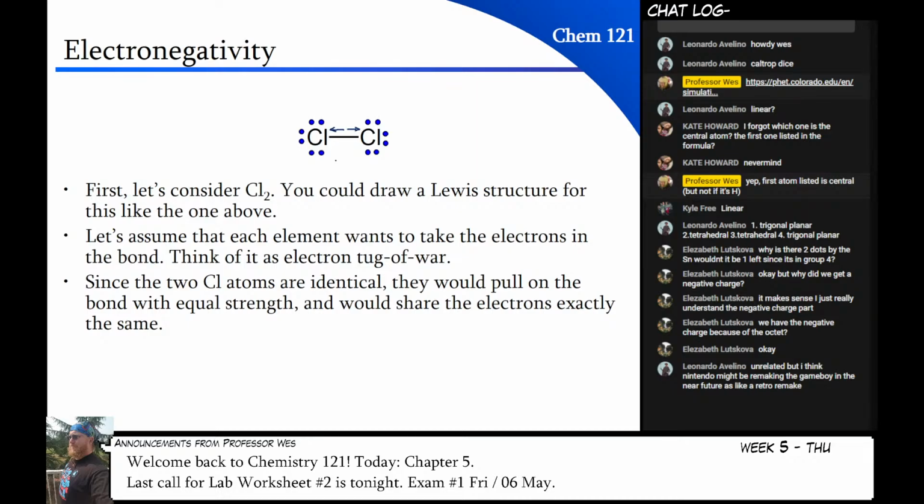If I had these 2 chlorines like this, and they were pulling electron density towards themselves through this bond, they would pull equally. And where I would say that the electrons end up is exactly in the middle of the bond. So the electron density would be exactly in the center. They would not be pulled more or less towards one side.